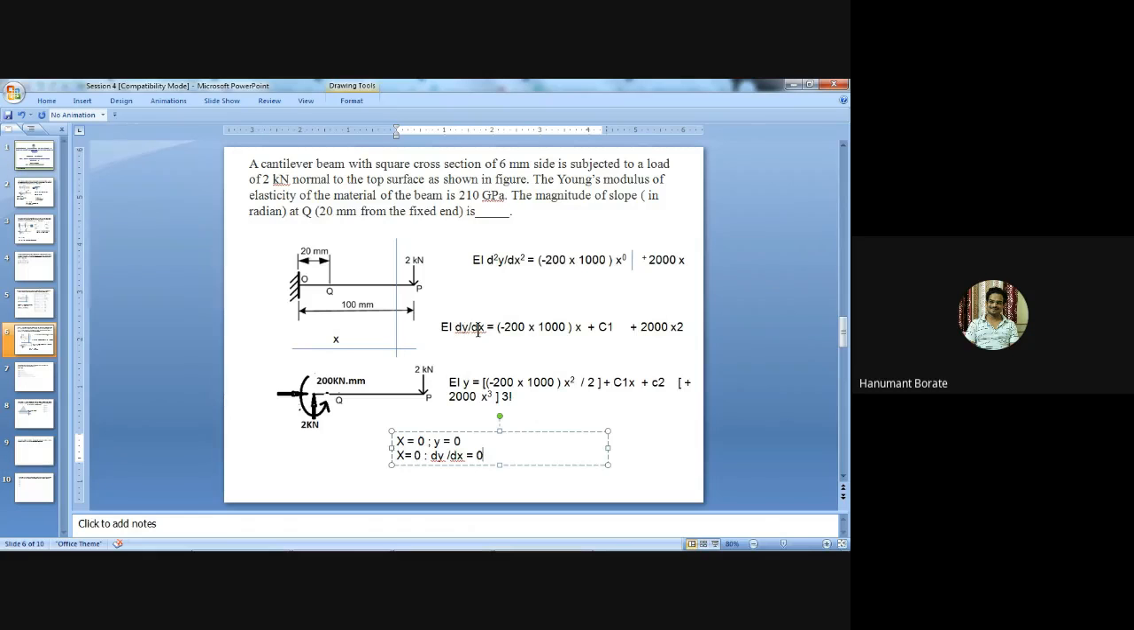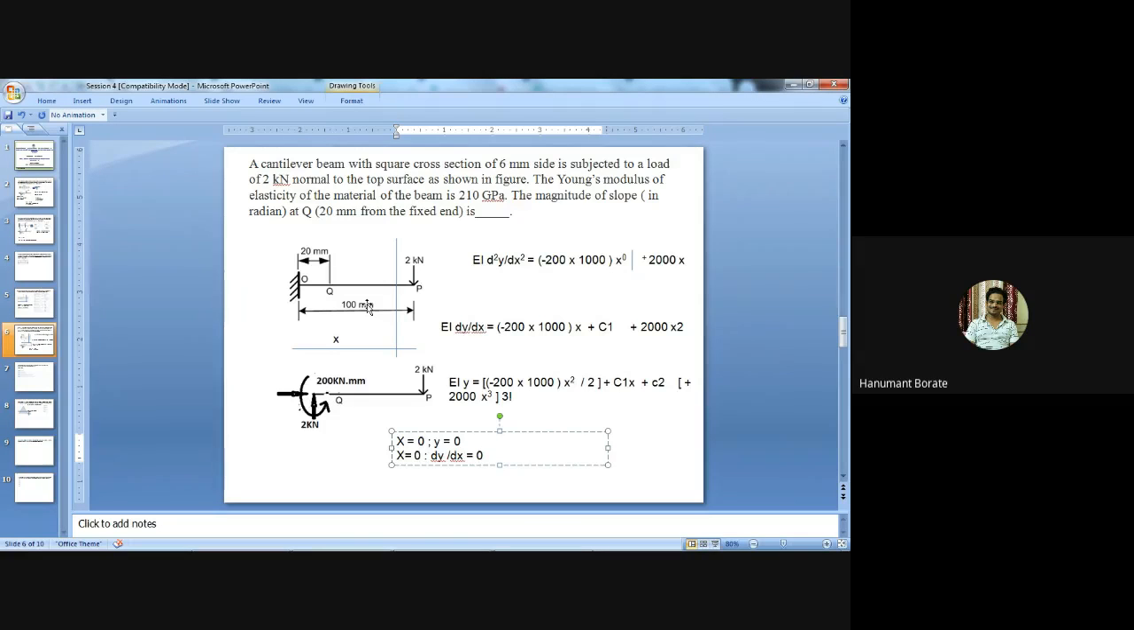Sorry, in this second equation you will get the value of slope. Just put the value of x equal to 2 in this equation and divide whatever answer you get on the right side by the product of EI only. You will get the answer for the deflection. This is the conventional method. You can solve this problem by standard cases also.